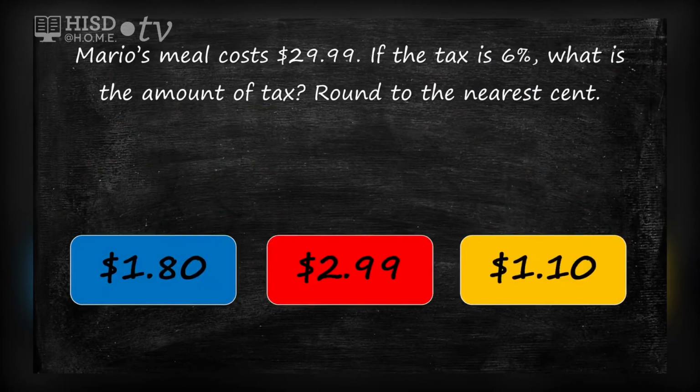It's your turn. The problem says Mario's meal costs $29.99. If the tax is 6%, what is the amount of tax? Round to the nearest cent. You're gonna have a few seconds for you to be able to solve this problem.